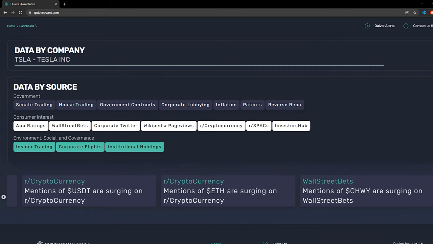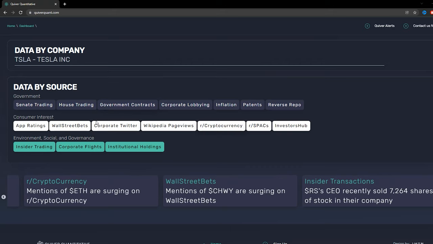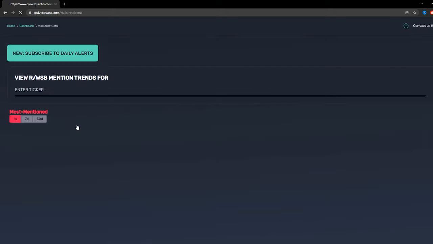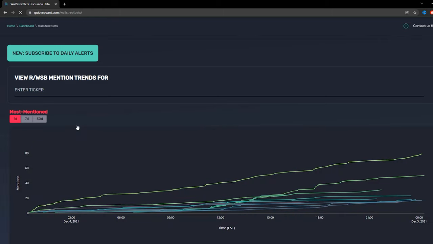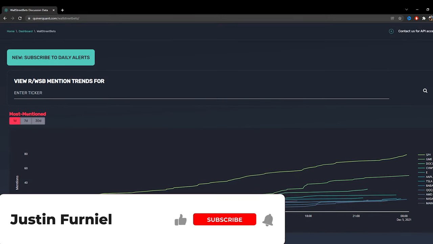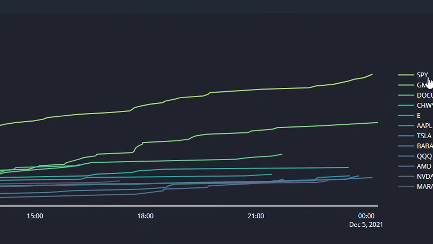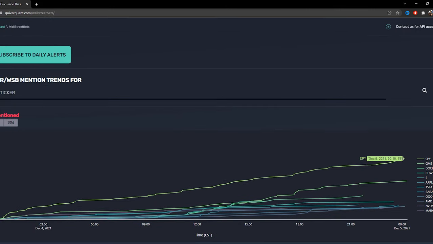So going back to the home page, another button that we could click into, let's click the Wall Street Bets one. We'll go a little deeper into this. You can see over here, most mentioned tickers, we could look through the last day, last week, or last month. We'll keep it simple, in the last day, and we'll see SPY, which is the ETF for the S&P 500, has been getting mentioned a lot.